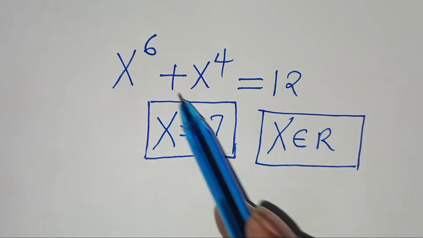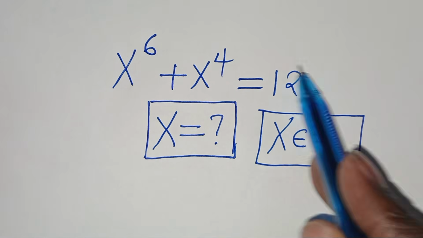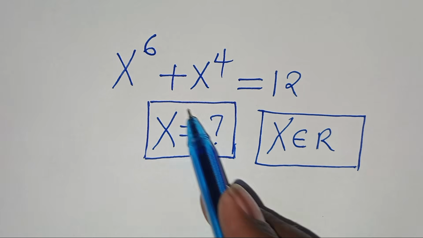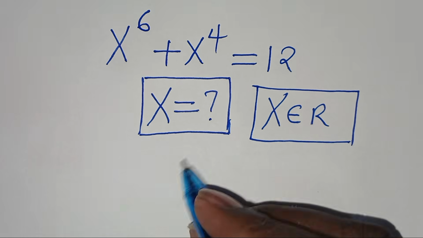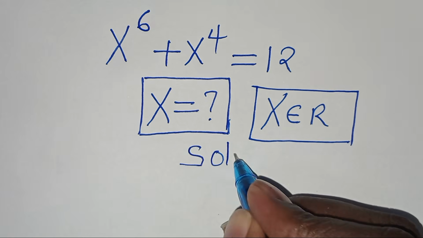x to the power of 6 plus x to the power of 4 is equal to 12. So what is the value of x given that x is an element of real numbers? So let's provide a solution from here.